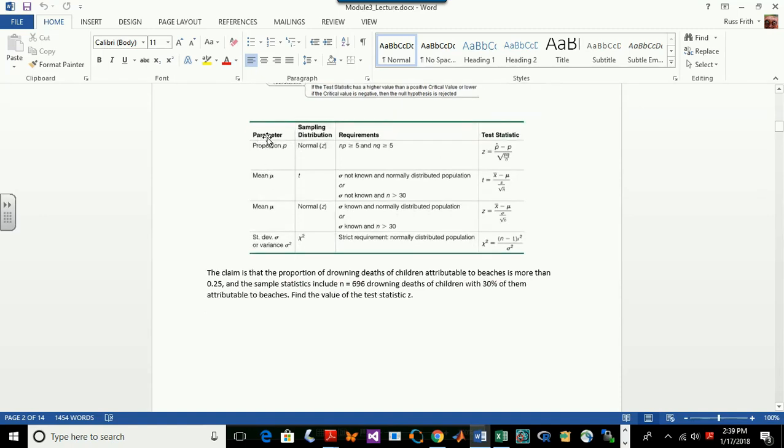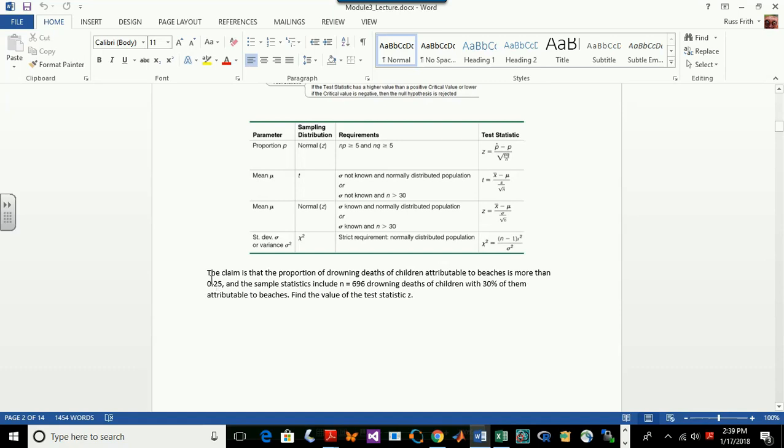Now, in order to use this test statistic, we have to verify these quantities. N times P must be greater than 5, and N times Q must be greater than 5. Well, what is N? N is 696. What is P? P is 25%, right?